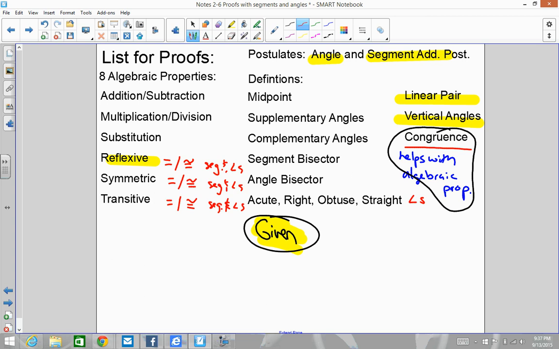Now that you've written this list down, you might want to make sure you know the definitions of each of those words too. It's important that you have those. We've covered those in our notes, on pages 18 and 19 in our first packet.